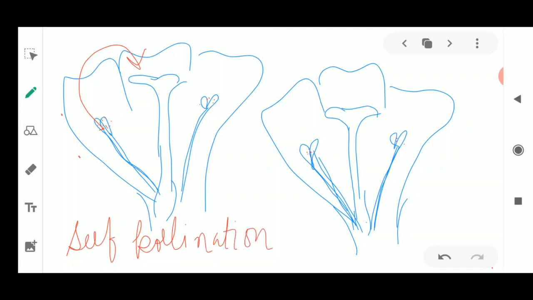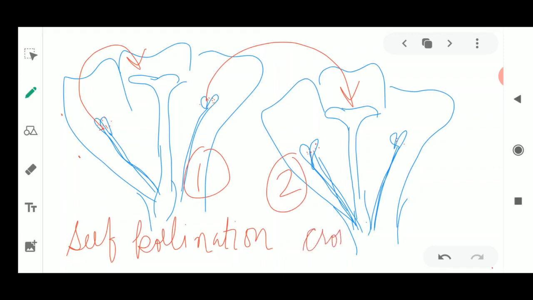And if the flowers of the same variety are present away from each other, now what happens? The anther is present here, the pollen grains are present here, and they go from here to the stigma of the flower on the second plant or the second flower. This one is the first flower, this one is the second flower. So it is going to cross, meaning it is going to move from one place to another place. The flower variety remains the same, but the anther and the stigmas are different, because they are present in different flowers. So this type of pollination is known as cross pollination.